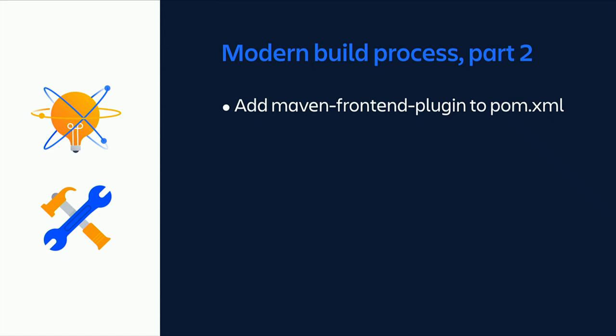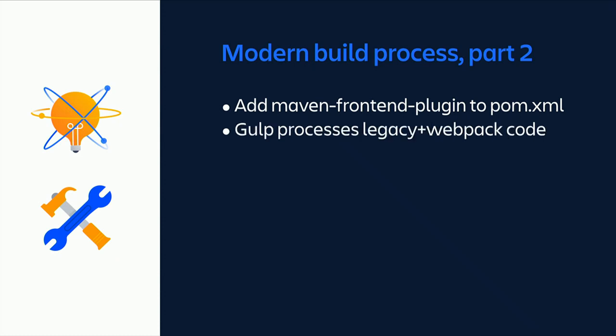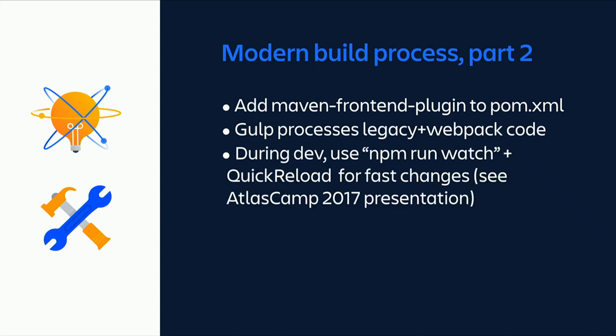To do this, we're going to add, as I mentioned before, our Maven front-end plugin to the plugin XML. This will install Node, as well as install all of your npm packages on the initial build. Subsequent to that, when you're running Atlas Maven package or Atlas Maven deploy, you get an all-in-one build process. So it will get all of your modules and run everything for you. We're using, in that process, Gulp to process legacy and Webpack code. And we're using a number of individual tasks to make that work, which we'll look at in a little bit. During development, as you're modifying JavaScript code, you'll be using npm run watch. And this uses quick reload, as discussed in the Atlaskit 2017 presentation, to automatically pick up changes without having to do a plugin jar reload.